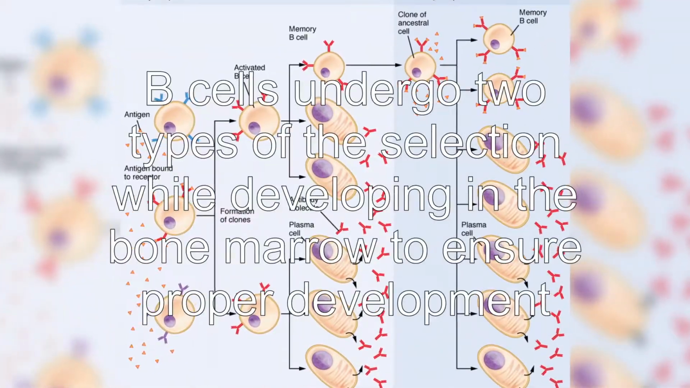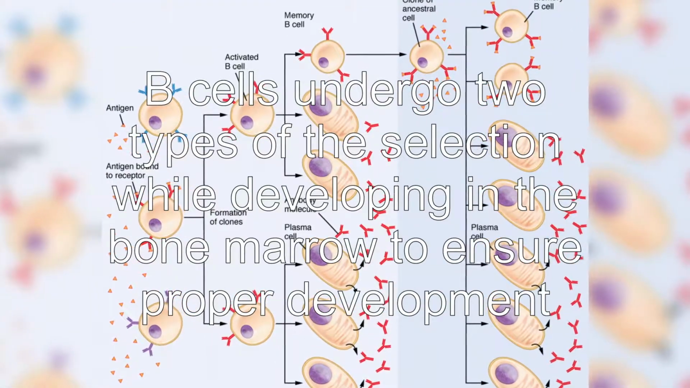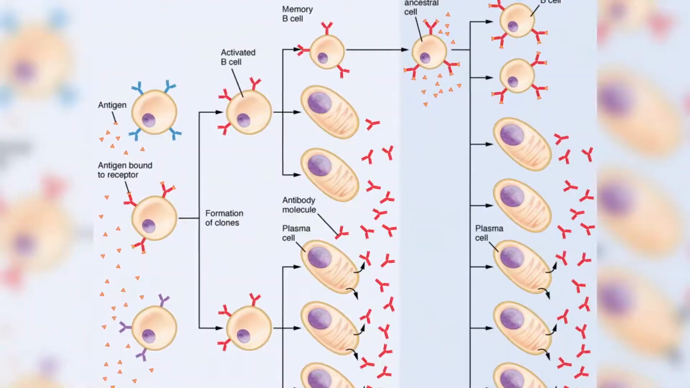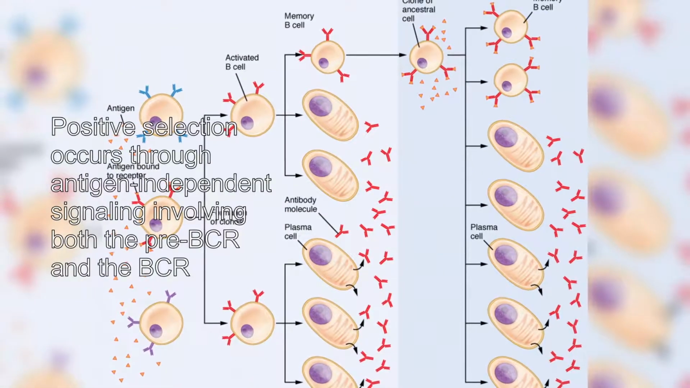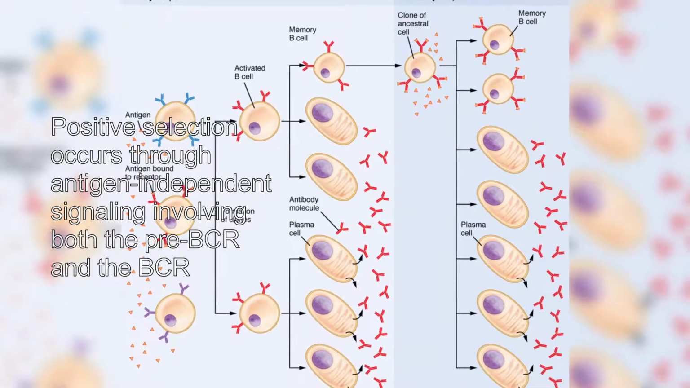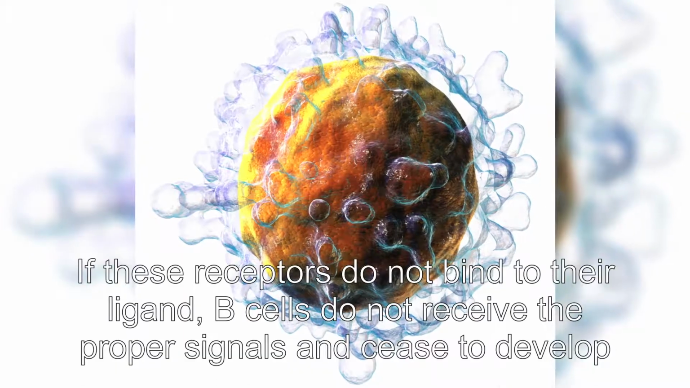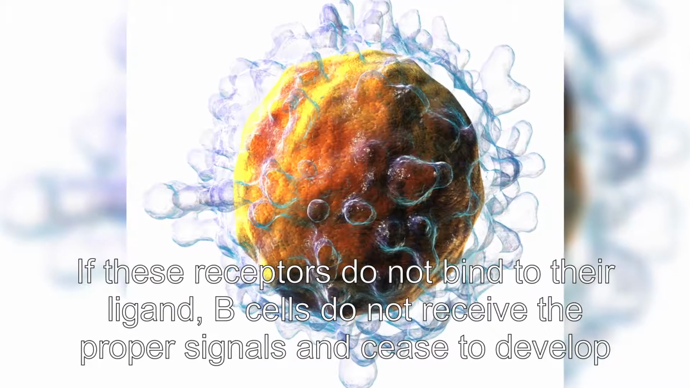If the BCR can bind strongly to self-antigen, then the B cell undergoes one of four fates: clonal deletion, receptor editing, anergy, or ignorance. This negative selection process leads to a state of central tolerance, in which the mature B cells don't bind with self-antigens present in the bone marrow to complete development.